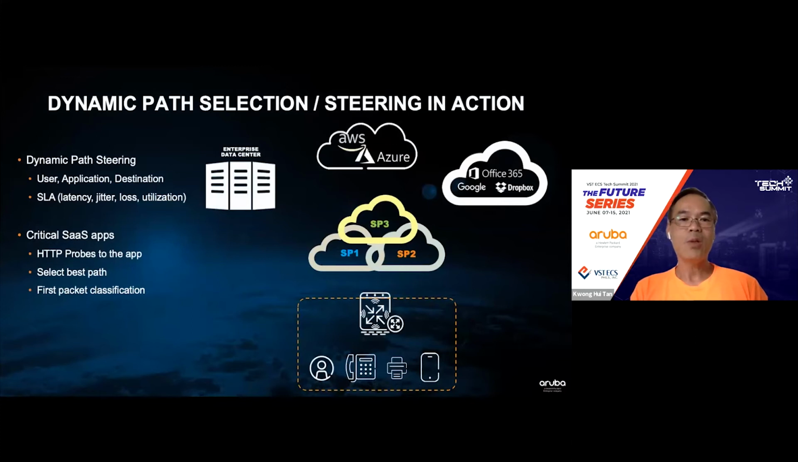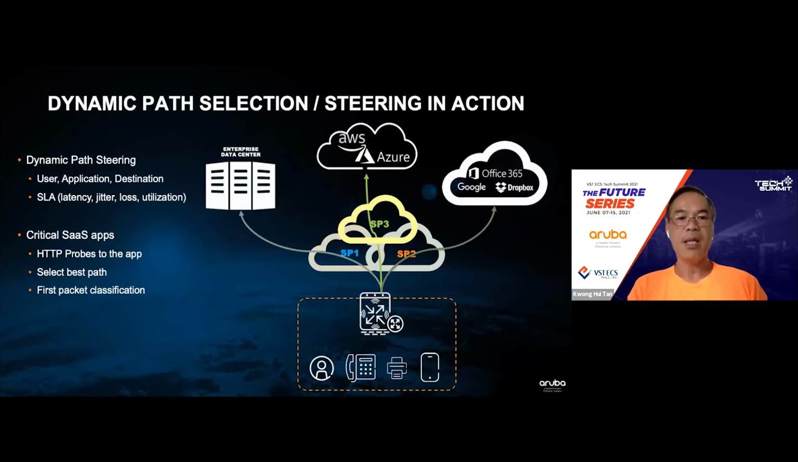Let's take a look at how dynamic path selection, dynamic path steering, is in action. In this scenario, the branch is using multiple uplinks. Business-critical applications default to the MPLS uplink, and that links to your corporate enterprise data center. Other web traffic can traverse directly to the internet without going into the data center. And I've included 3 different service providers here as an example.